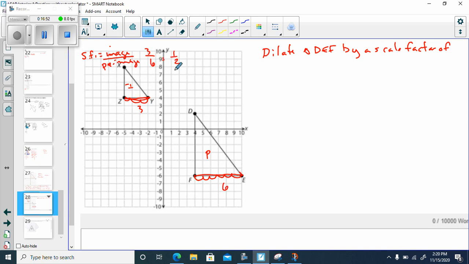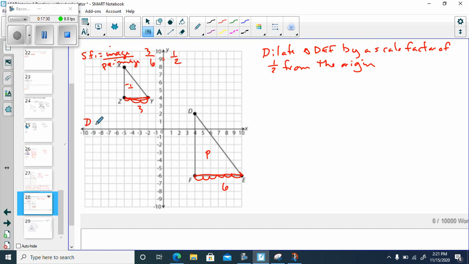Okay, so the scale factor is 1/2. This one is 1/2 the size of this one. Each section is 1/2 the size of the other one. The diameter of this one is 1/2 the diameter of this one. Okay? Dilate triangle DEF by a scale factor of 1/2 from the origin. Okay, so let's dilate this by 1/2. Remember, you have got to do the dilation to see where this actually winds up. Otherwise, you're going to wind up not knowing what to do with this next transformation.